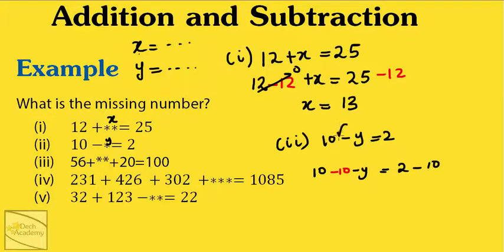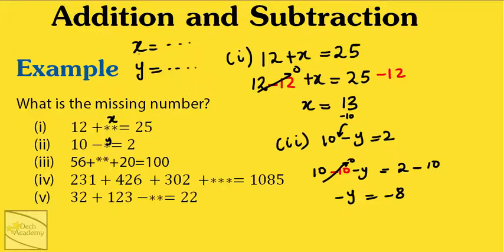I just inserted a minus 10 here, which is why I have the minus 10 after the 10. So 10 minus 10 is 0, so I'm left with minus y is equal to 2 minus 10, which is minus 8.